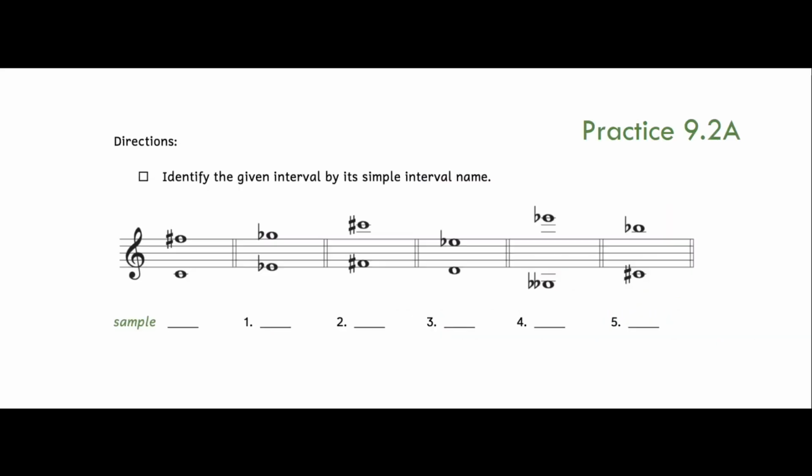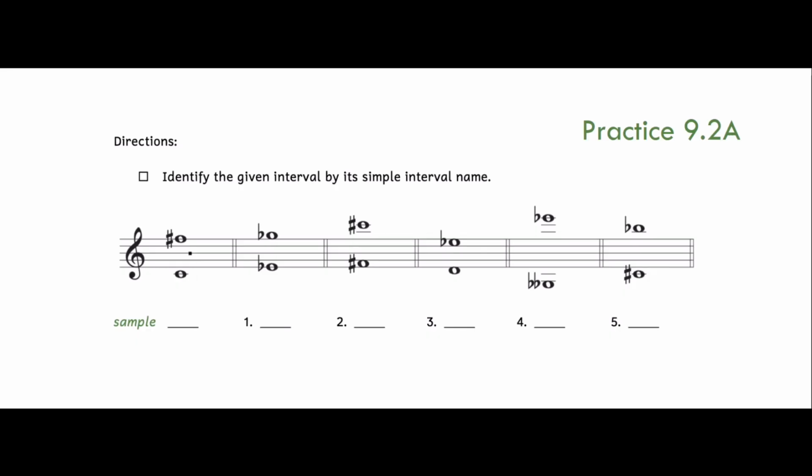Directions. Identify the given interval by its simple interval name. I'll go ahead and do the sample. These are all compound intervals and we want to make them simple. What we're going to do is either take this bottom note, C4, and move it on top, or take this top note, F sharp 5, and move it down an octave.